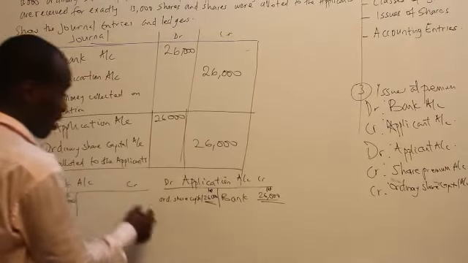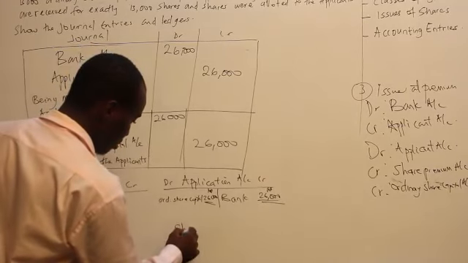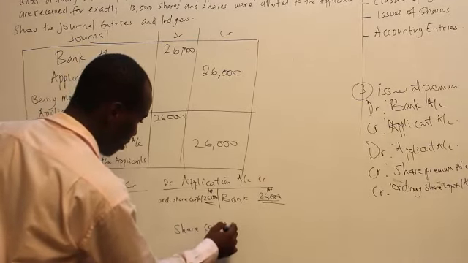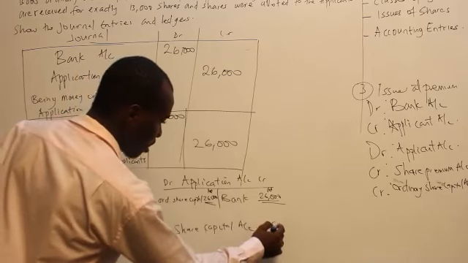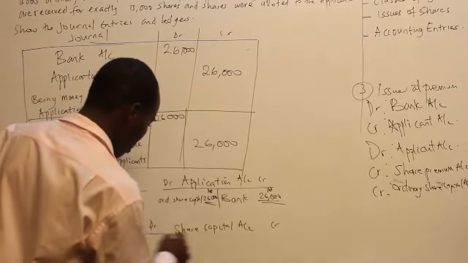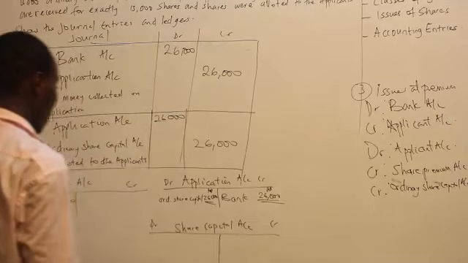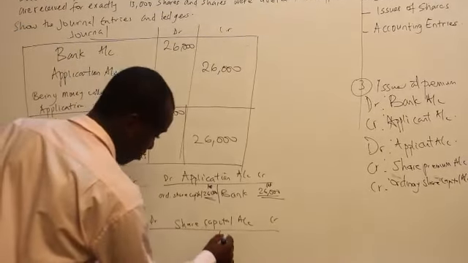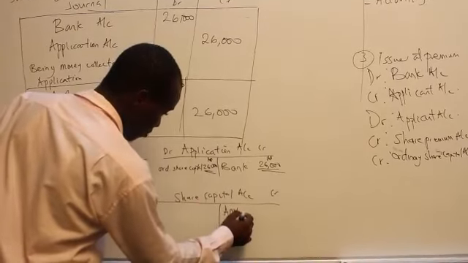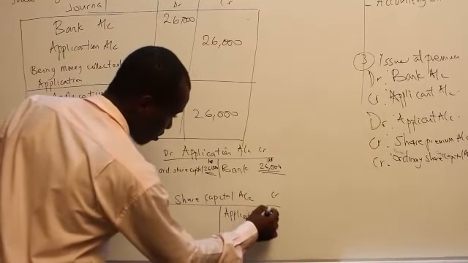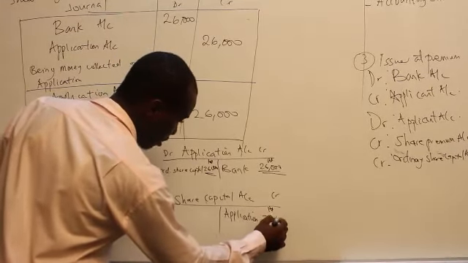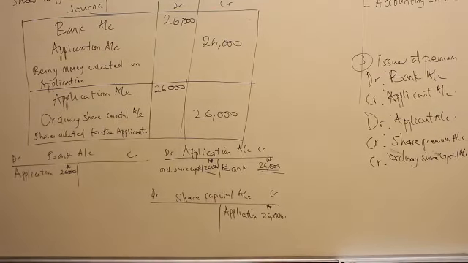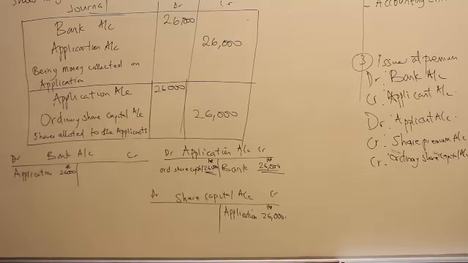Then the next thing is share capital account. We have credit and we have debit. If we credit the share capital account, the corresponding account is application account. Then we come here, application, 26,000 there. So that is all about the shares issued at par. That is the accounting entry on shares issued at par.